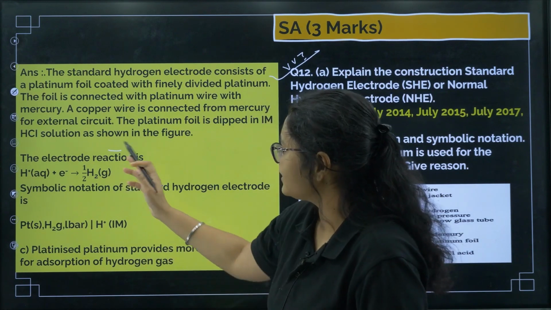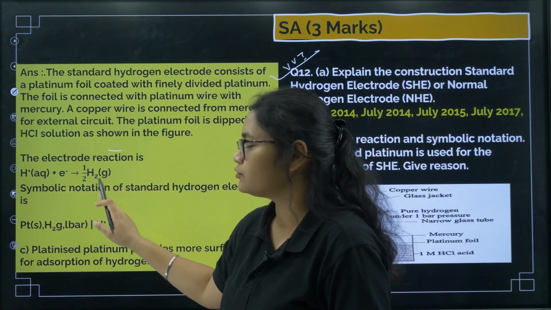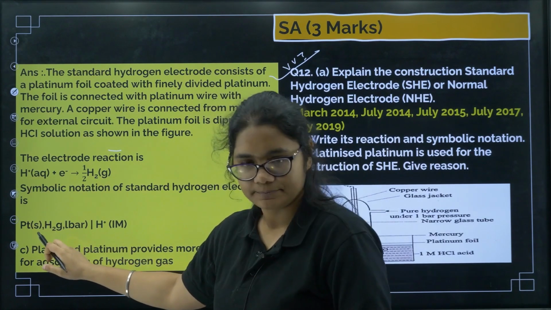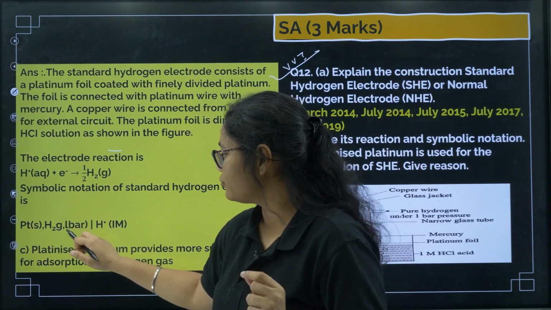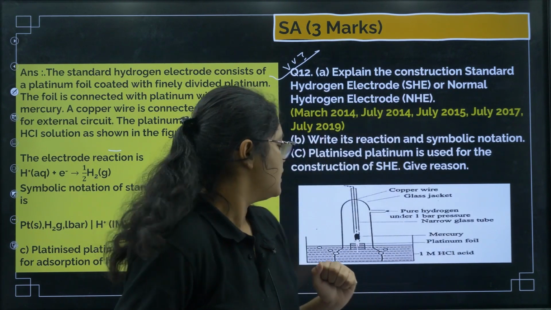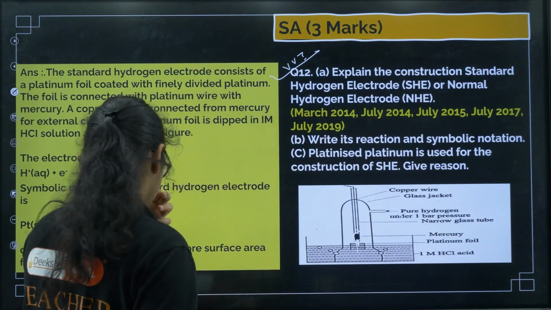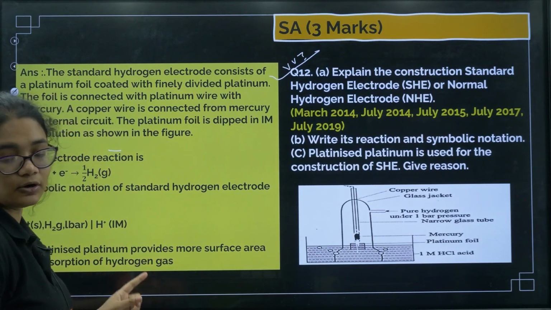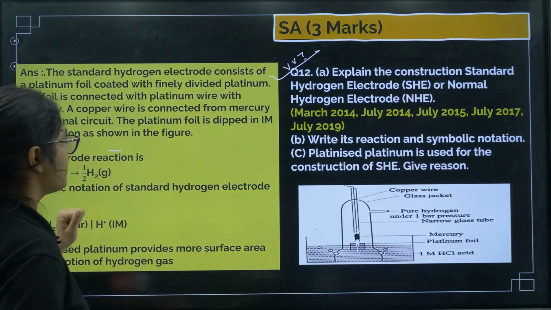Next, what we have is the reaction H+ + 1 electron gives you half H2, and how will you represent it symbolically? Pt solid, then you have hydrogen gas, then you have H+ 1 molar solution. Next, why do we use platinized platinum? To increase the surface area so that more amount of hydrogen gas can be adsorbed on it.